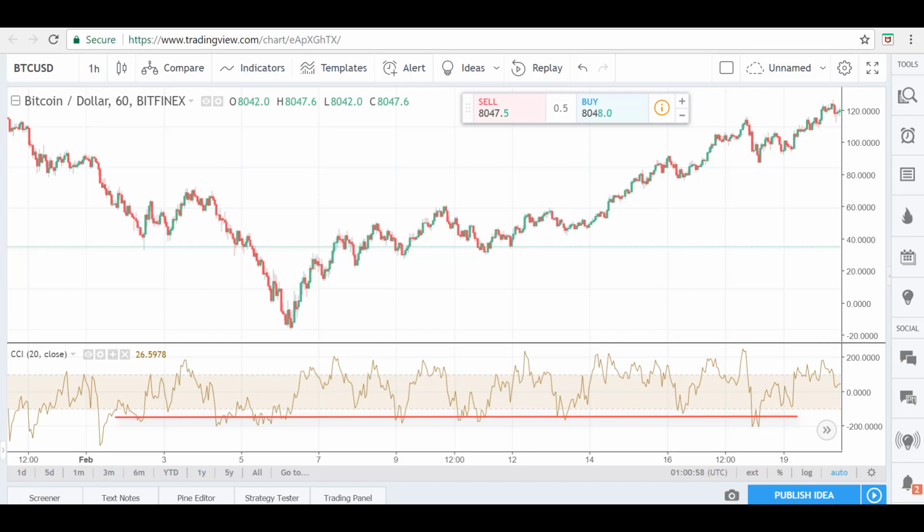We can see a clear pattern, and every time the CCI fell into the minus 150 area, it bounced back and took the price higher. Look how many profitable trades could be executed only by this method.